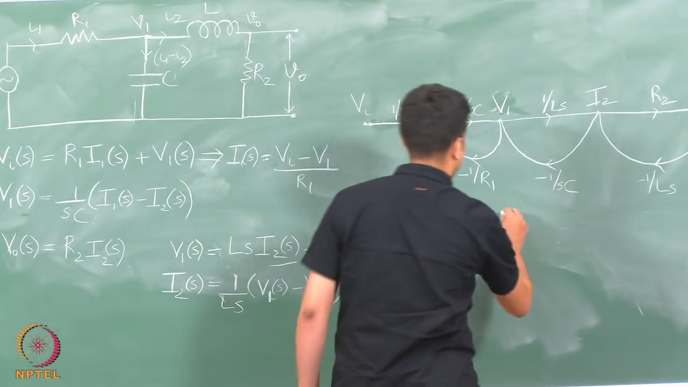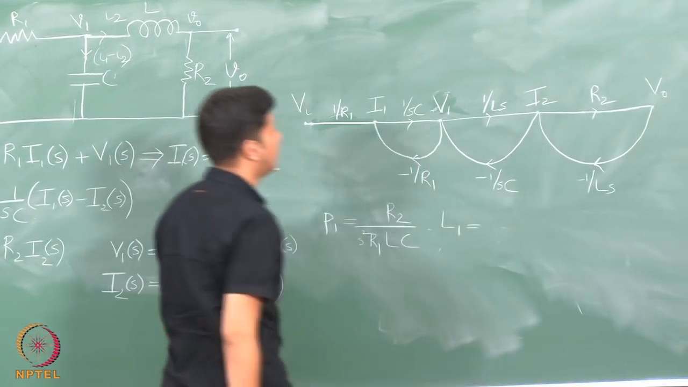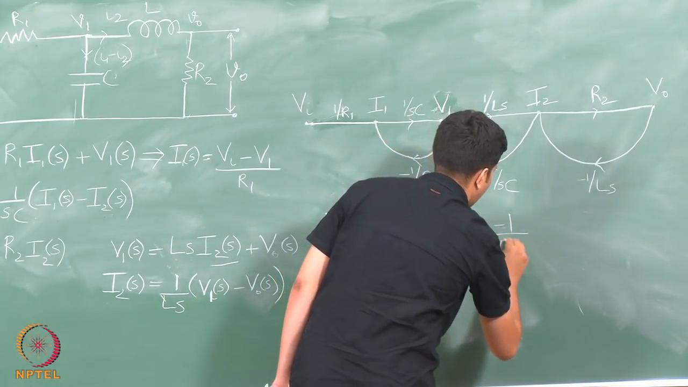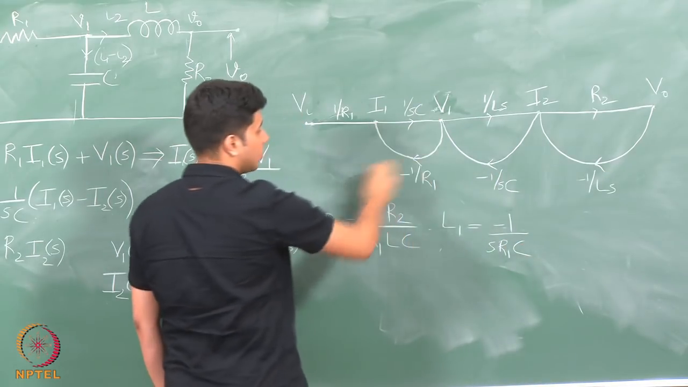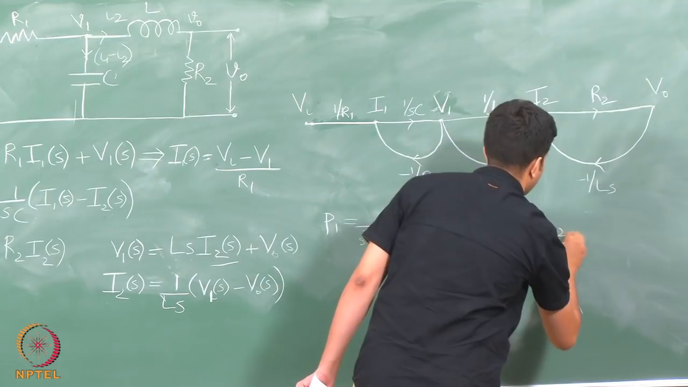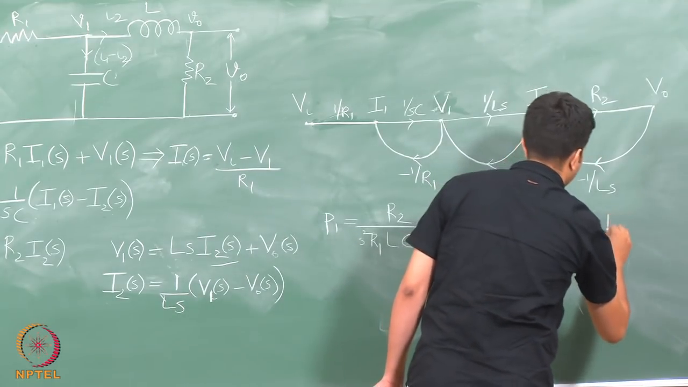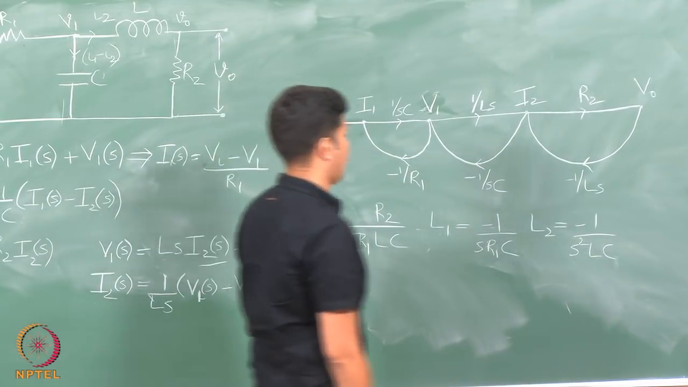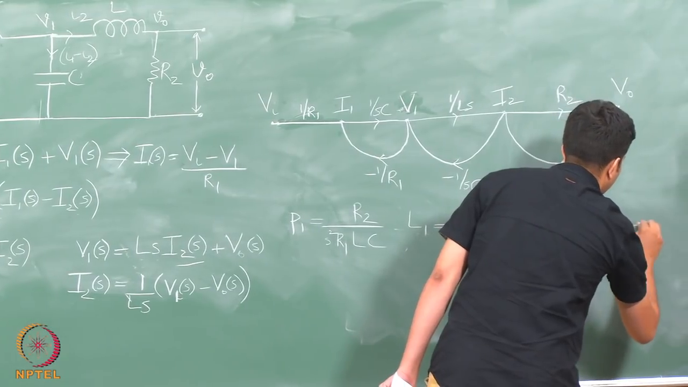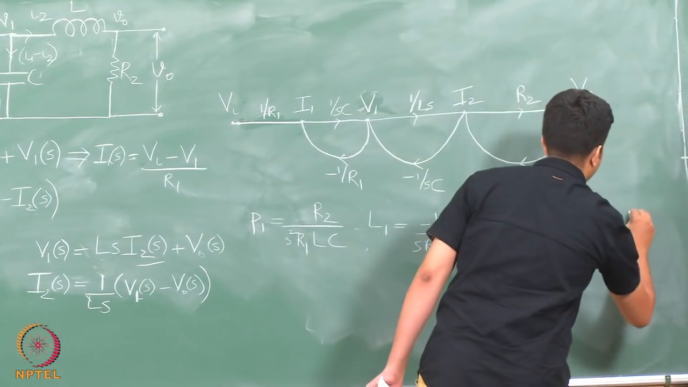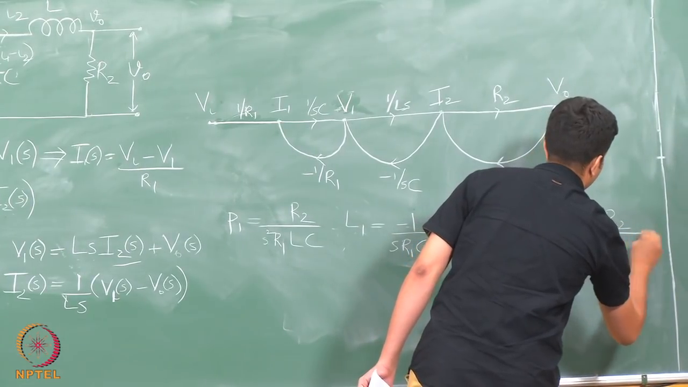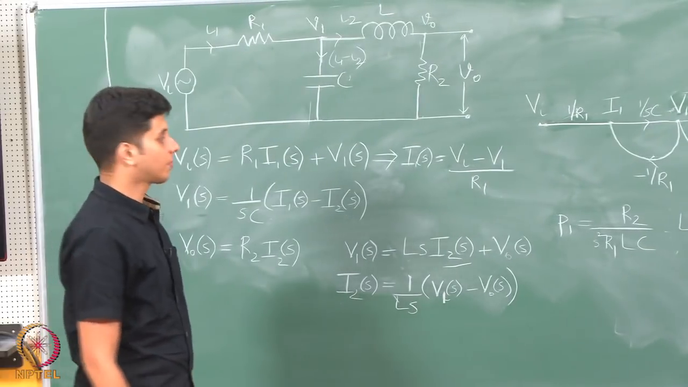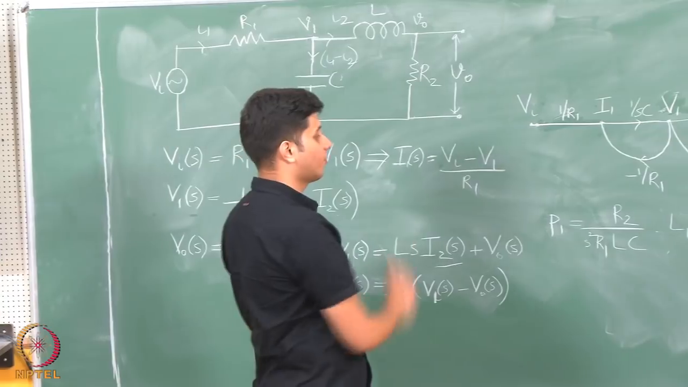And then what about the loops? I have three loops here, right? One is minus 1 by S R1 C, this loop. I have another loop which is minus 1 by S square LC, and the third loop is minus R2 by SL, right? So we have three loops and one forward path.